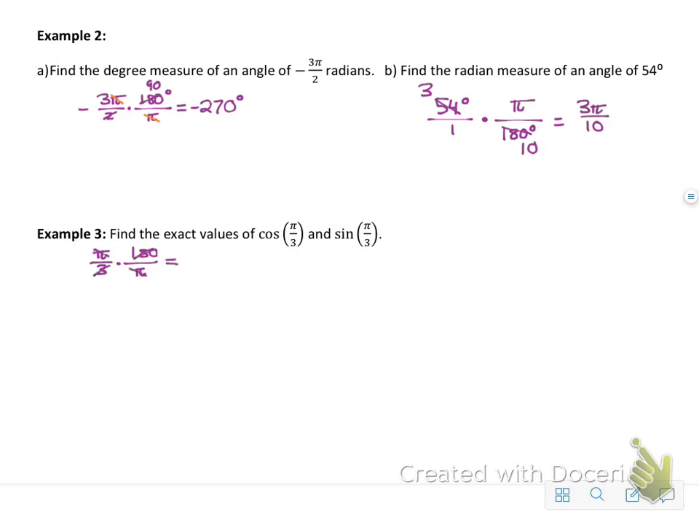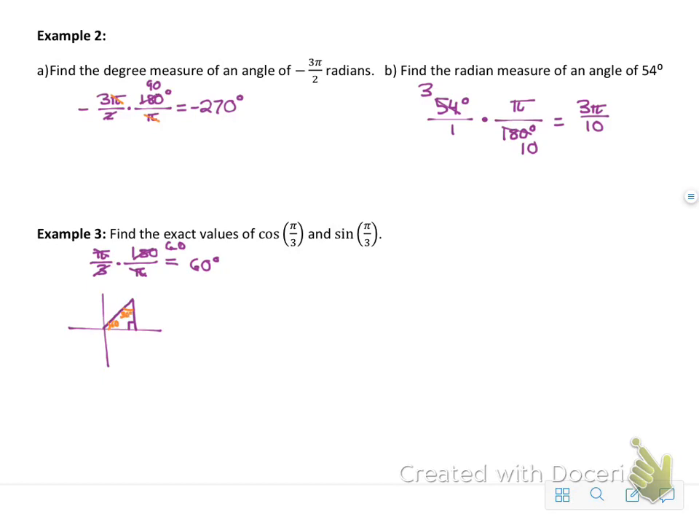3 goes into 180 60 times, so we end up with 60 degrees. All right, so let's go to our graph. We'll use the unit circle. 60 degrees is going to be something like, not that, but I'm just drawing a picture for help. So this is 60 degrees, which means this is 30.